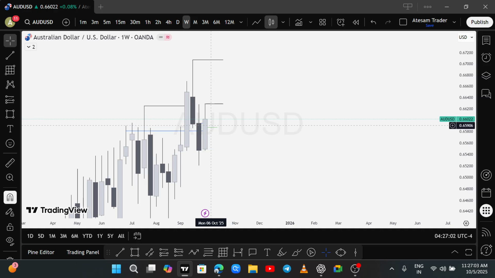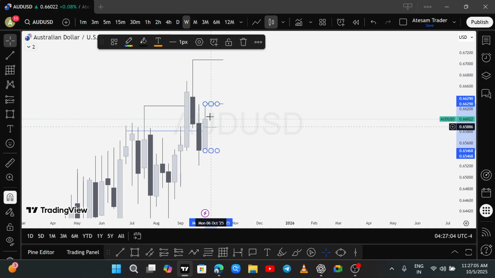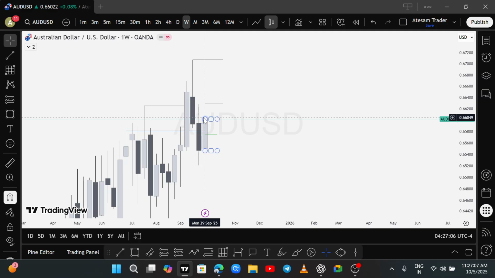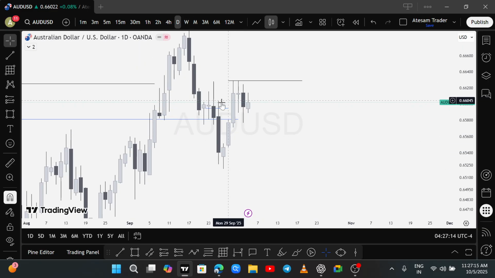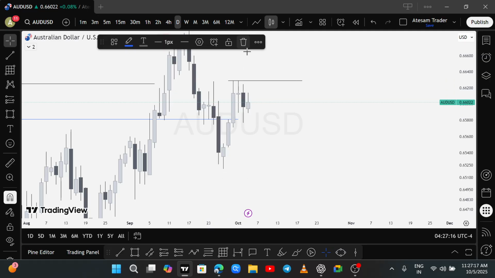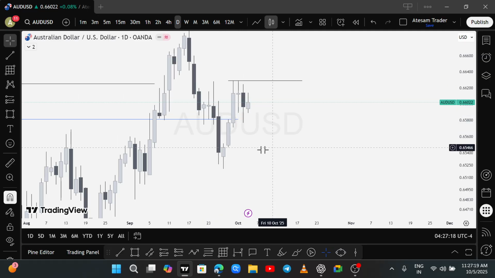Okay, if price wants to continue, it should form the wick here. Let's suppose here, because the body closed here. It should open, come down, form the wick, and it should expand. AUD USD. See the V-shape signature. Okay, this is the V-shape signature. It's a very good signature for reversal.